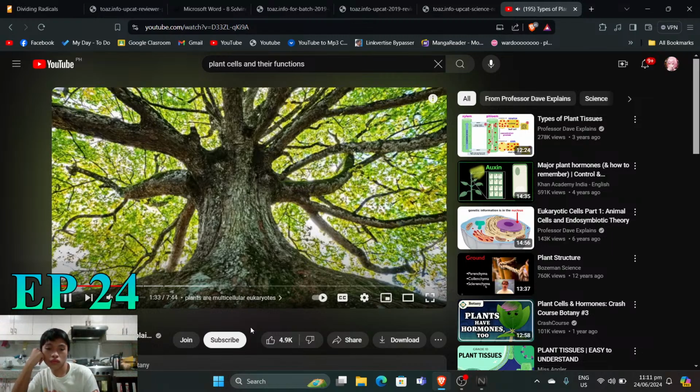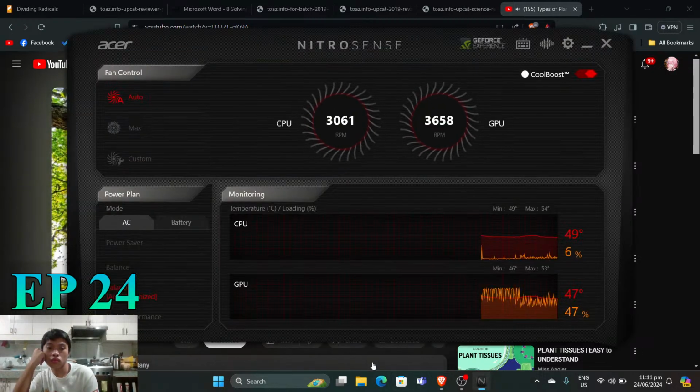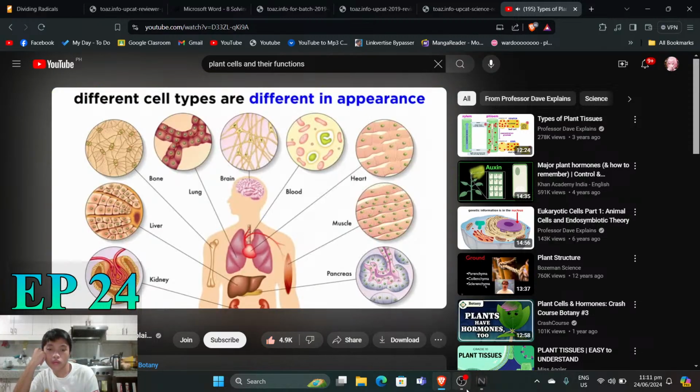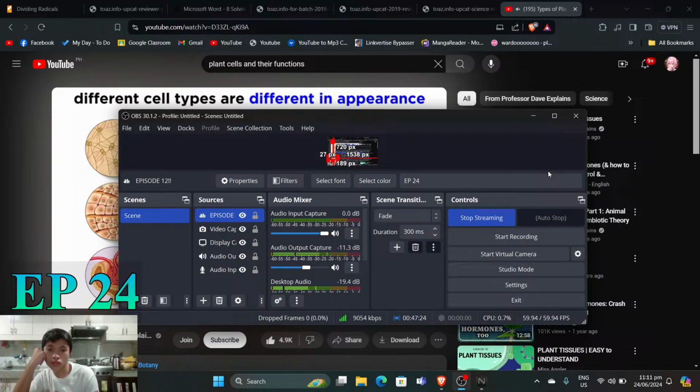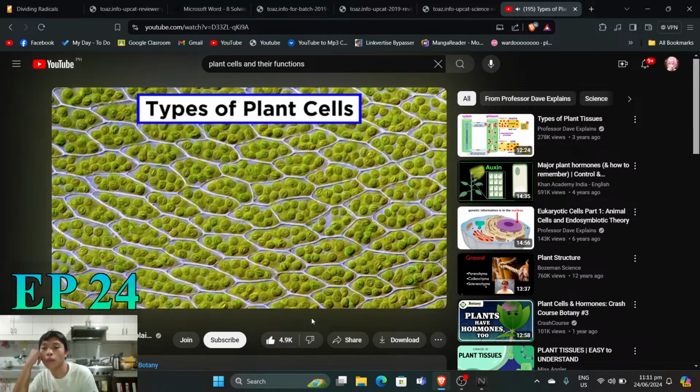We can verify this just by looking at a tree. The roots, trunk, branches, and leaves are all made out of cells, but those cells look very different under a microscope, and they have very different jobs, just like our own nerve cells look very different from muscle cells, which look very different from skin cells, and so forth. Let's name the different types of plant cells and describe them now.